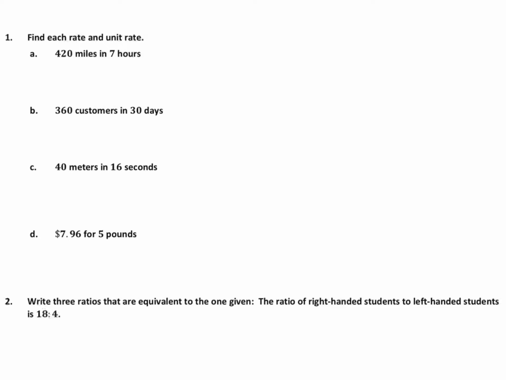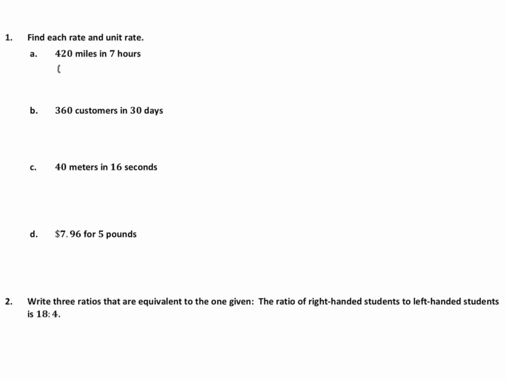Find each rate and unit rate. Rate has the units. The unit rate is just the number. When we are finding rates and unit rates, we always use time on the bottom. So it should say like miles per hour or meters per second. The time is going to be on the bottom or in the denominator.